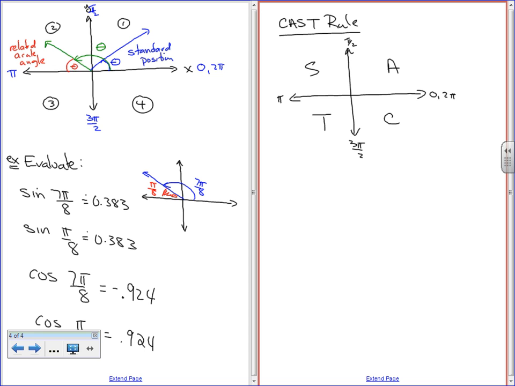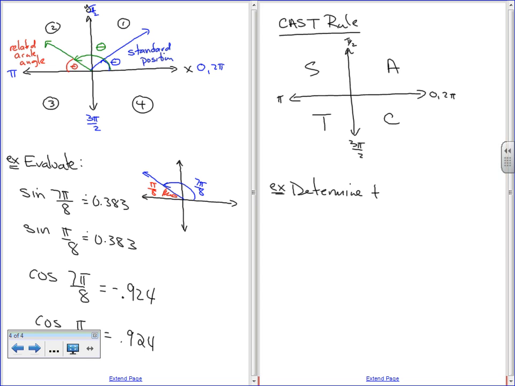All of them are positive between 0 and pi over 2, only the sine in the second quadrant and the tangent in the third quadrant. Okay, so now that we know about related angles and the CAST rule, we can figure out the exact values when we have angles that are in quadrant 2, 3, or 4.